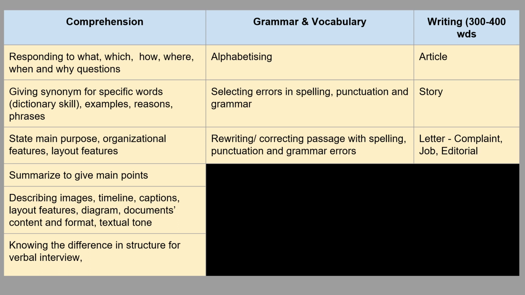Now, as you move into the grammar and vocabulary section, again, you might be asked to alphabetize, you might be asked to select errors in spelling, punctuation, and grammar, and then to rewrite or correct the passage without these spelling, punctuation, and grammatical errors. Now, as you write your 300 to 400 words, you can be asked to write an article, a story, or a letter.